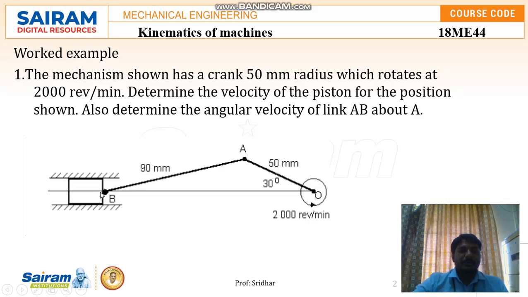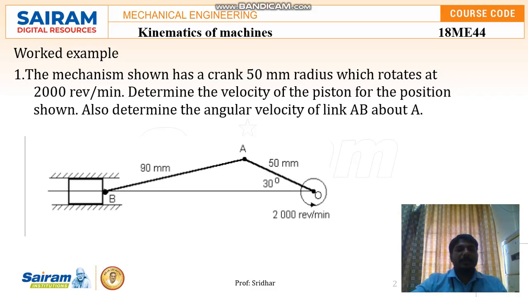Now we can see this diagram. The distance between A and B is given as 90, and the distance from A to the fixed point O is 50, with an angle of 30 degrees. This mechanism is rotating at 2000 revolutions per minute. Based on these conditions, we need to draw the diagram.